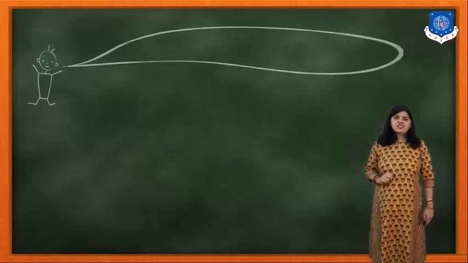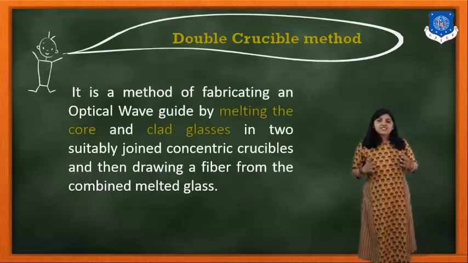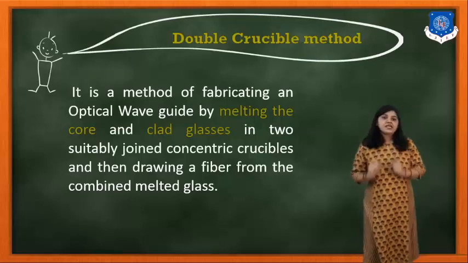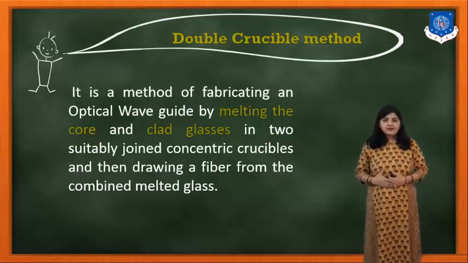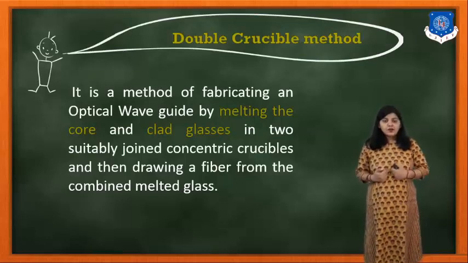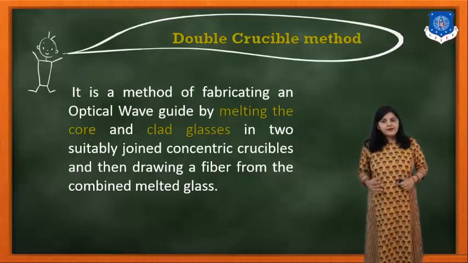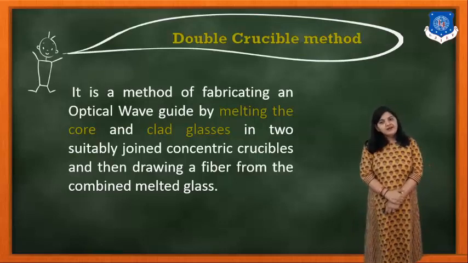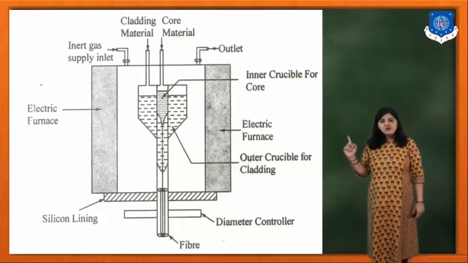First of all, we will get some idea regarding the double crucible method. What is it? The double crucible method is a method for fabricating the fiber. It fabricates an optical waveguide by melting the core and the cladding glasses in two suitably concentric crucibles and drawing the fiber from the combined melted glass. Here is the diagram of the double crucible method.